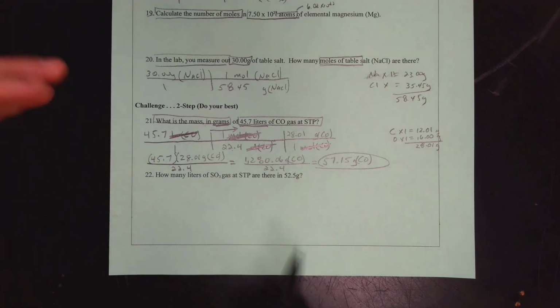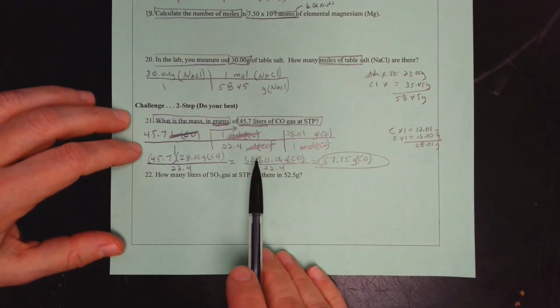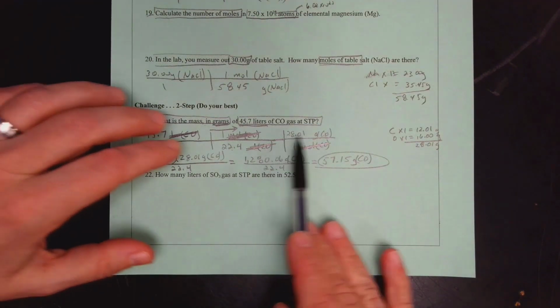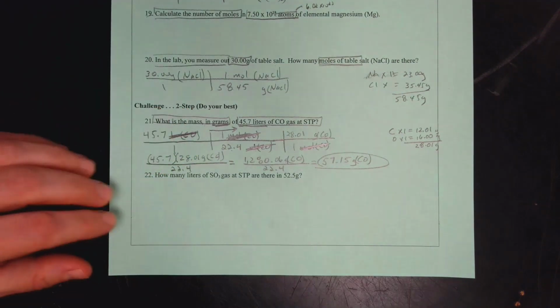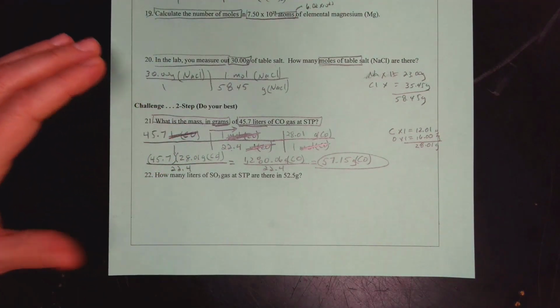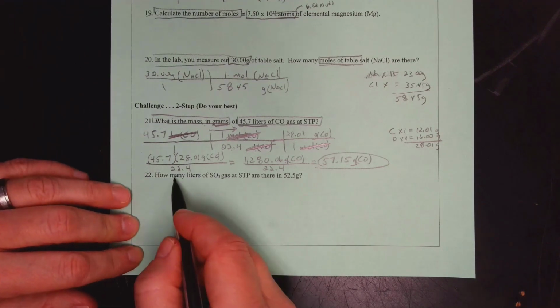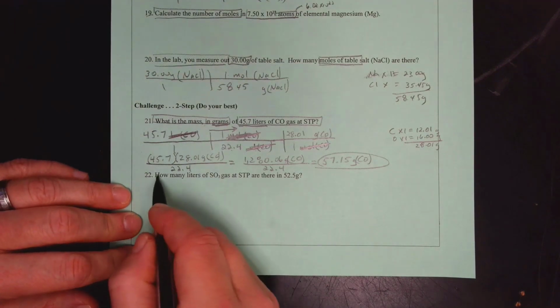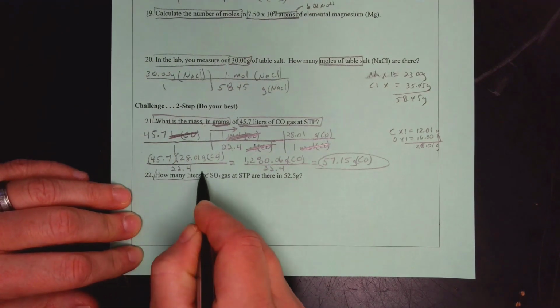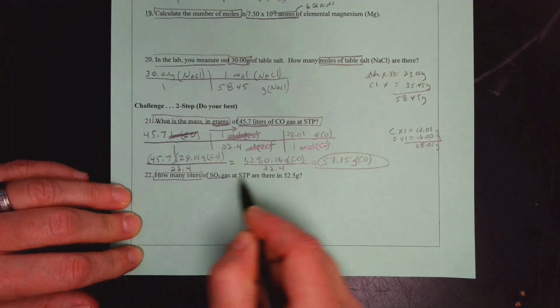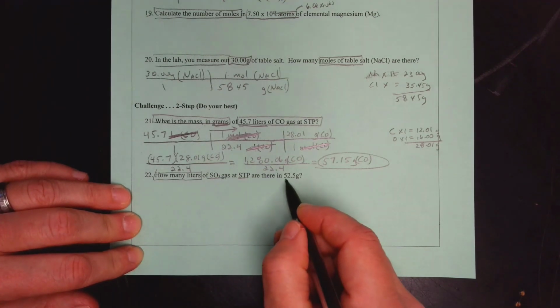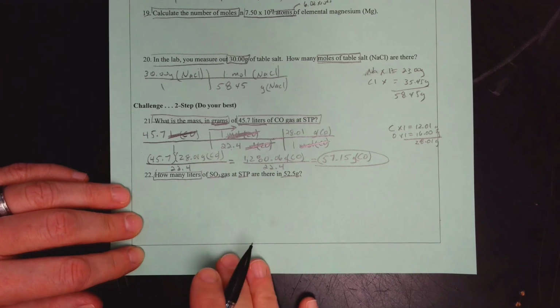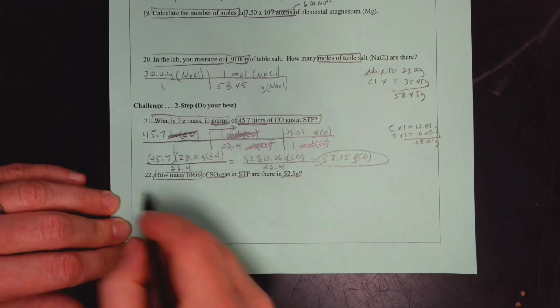Because all we're doing is you basically are setting up 2 problems in one. And once you solve one, then it's time to solve the other. So let's do the next one, because we're going to be doing essentially the same thing here. So I don't know how many liters I've got. I'm trying to find out how many liters I have of SO3 gas at standard temperature and pressure if there are 52.5 grams. Well, let's figure this out.